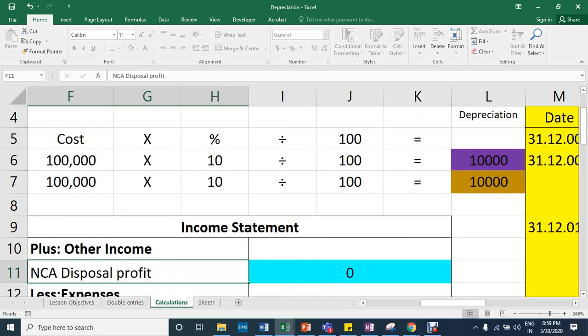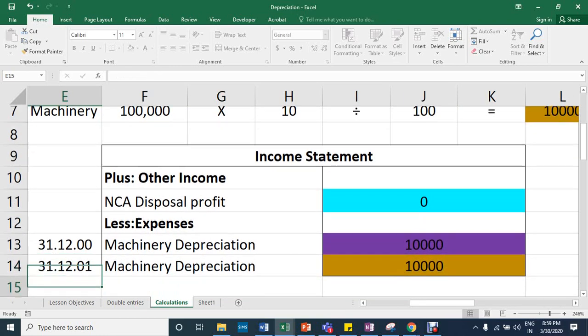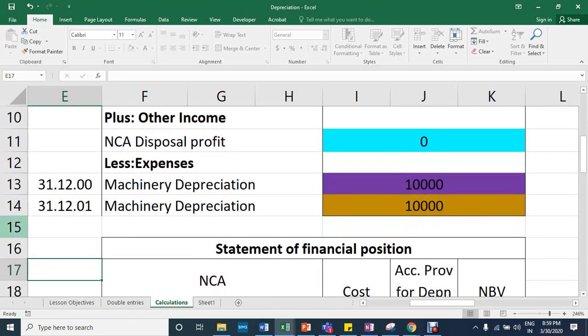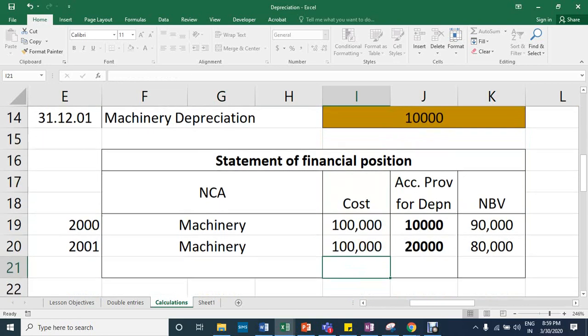Now let's see how this is going to reflect in the income statement. You can see 31st/12/2001 machinery depreciation has been posted as 10,000. And in the statement of financial position, you can see the machinery cost is 100,000, but we have taken the total 20,000 for 2 years accumulated depreciation. Therefore, 100,000 take away 20,000 gives you 80,000 as the net book value, NBV.